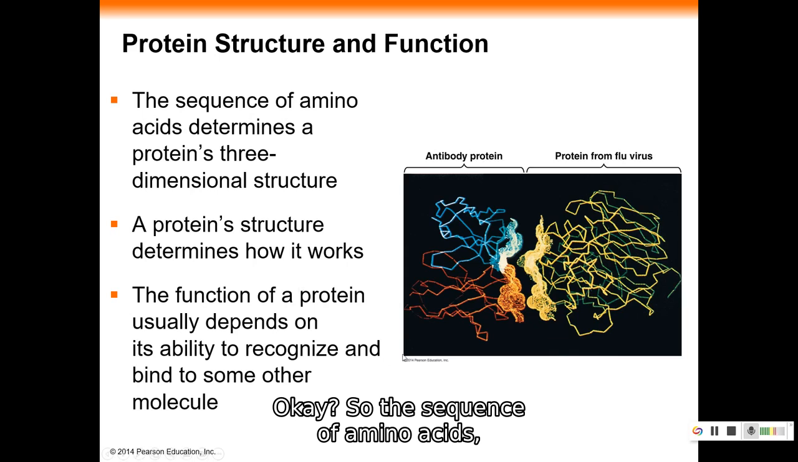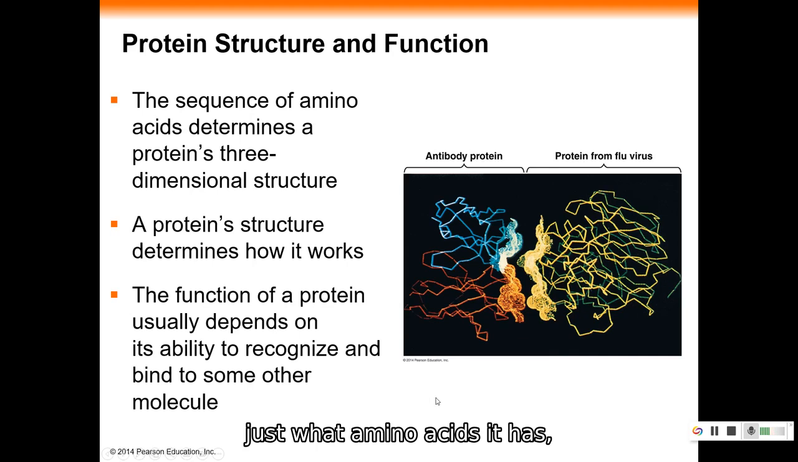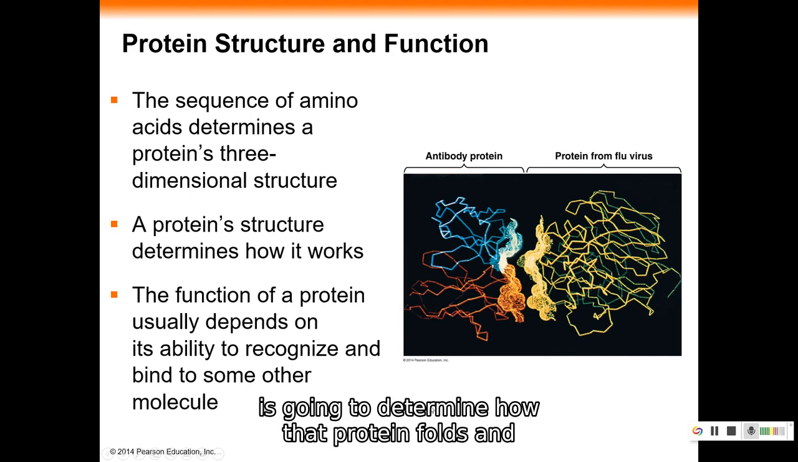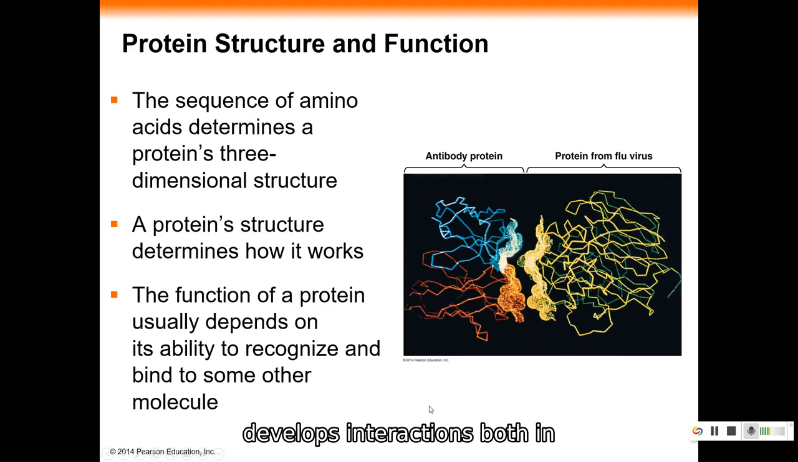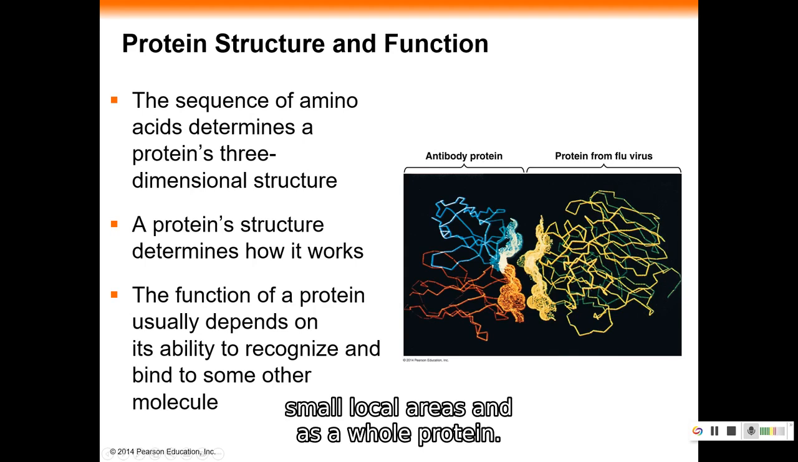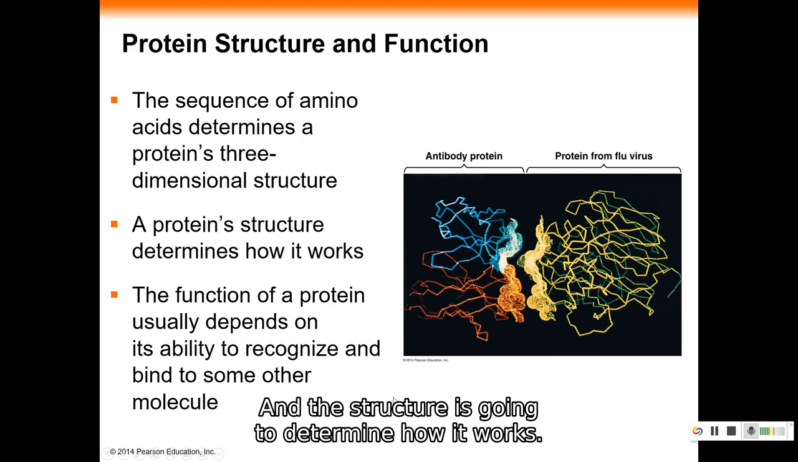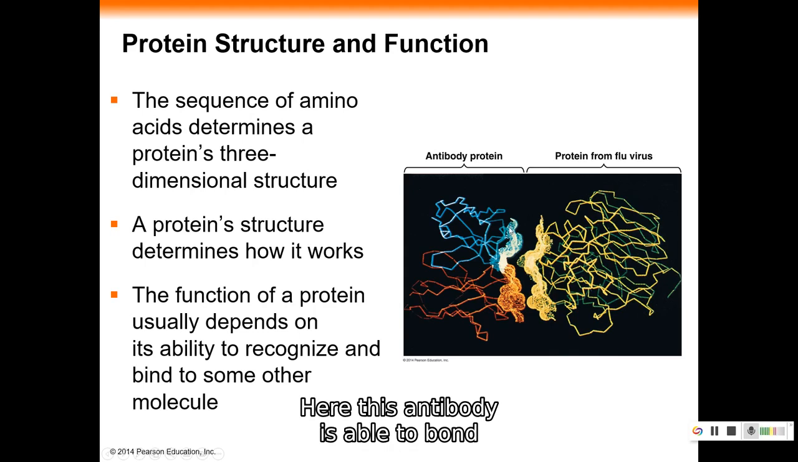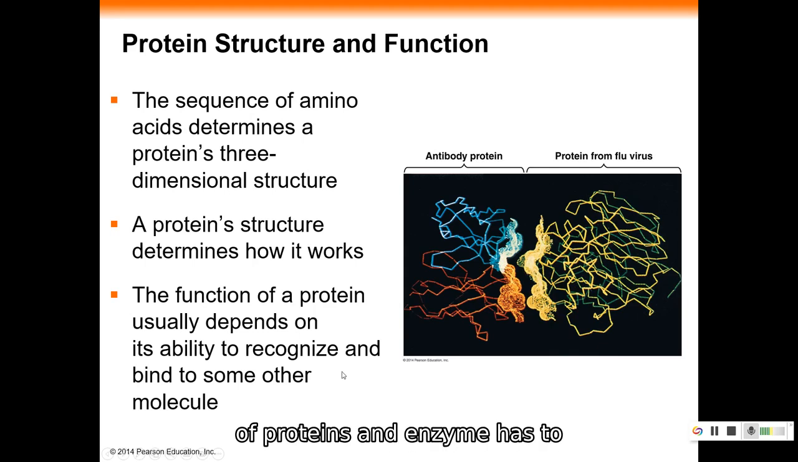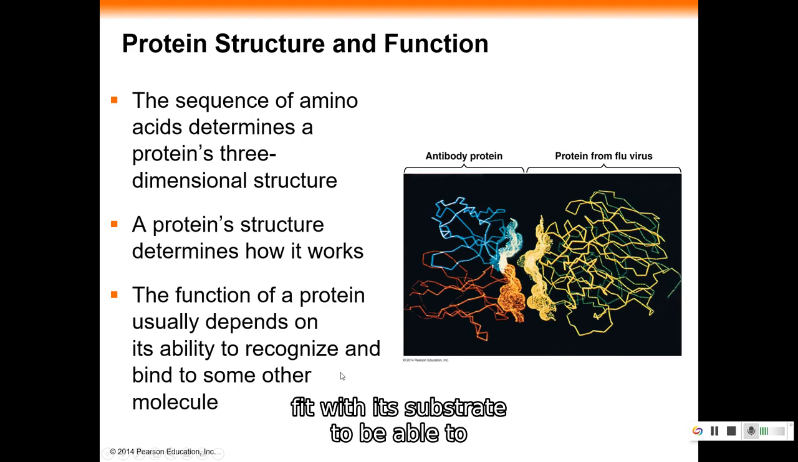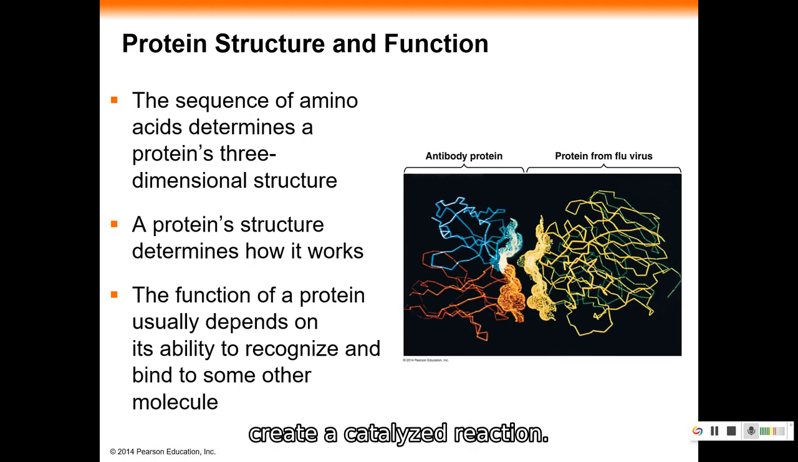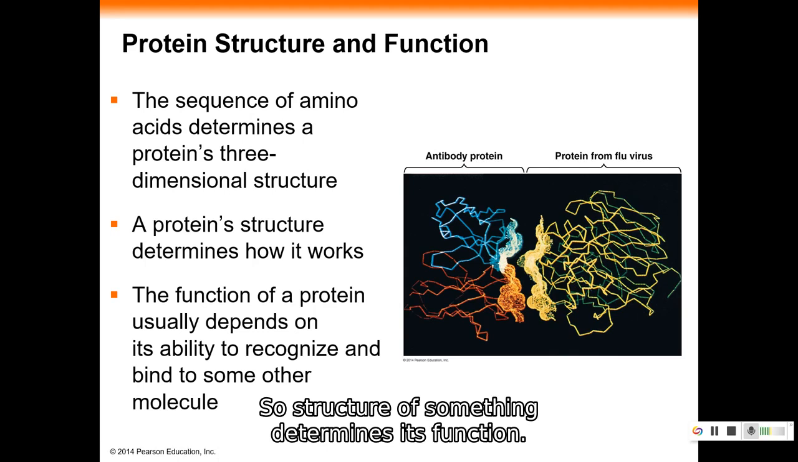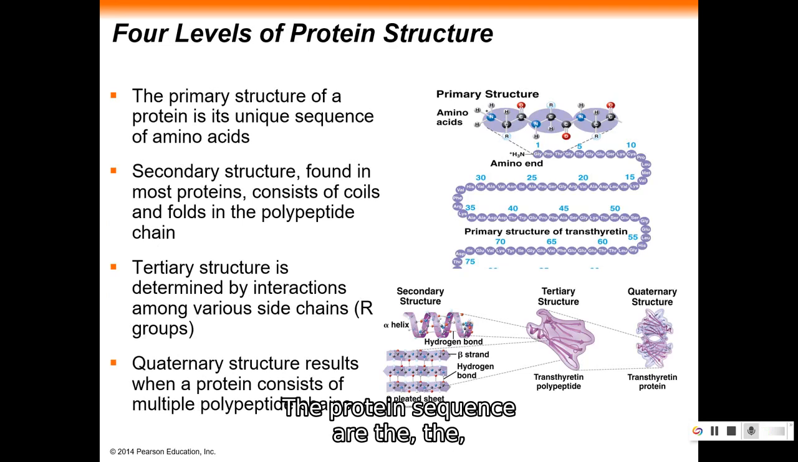Okay, so the sequence of amino acids, just what amino acids it has, is going to determine how that protein folds and develops interactions both in small local areas and as a whole protein. And the structure is going to determine how it works. So here's this antibody. It is able to bond to this flu virus because it fits. If an antibody didn't fit, it wouldn't work. We see the same thing with all types of proteins. An enzyme has to fit with its substrate to be able to catalyze a reaction. So structure of something determines its function.